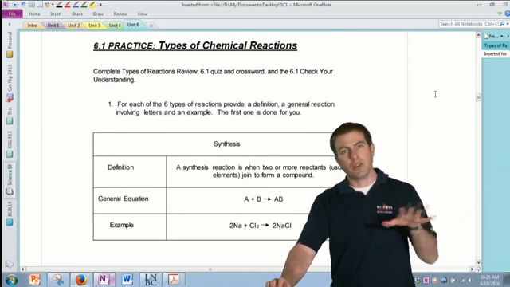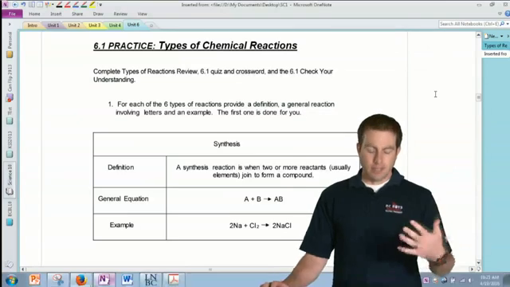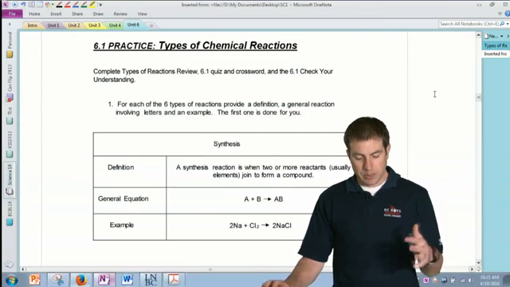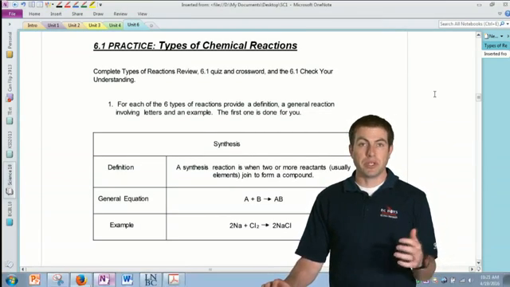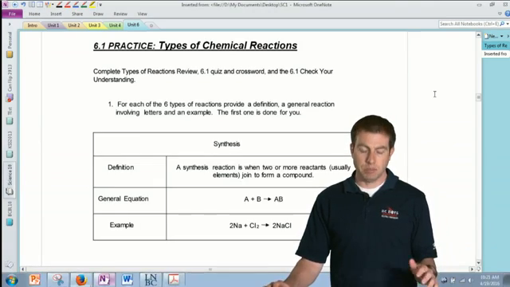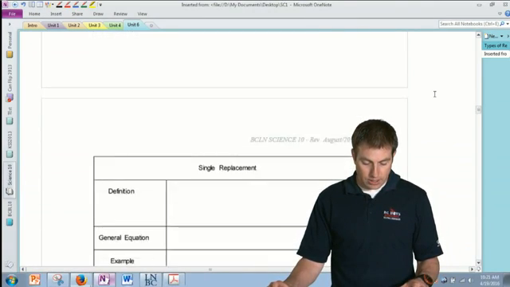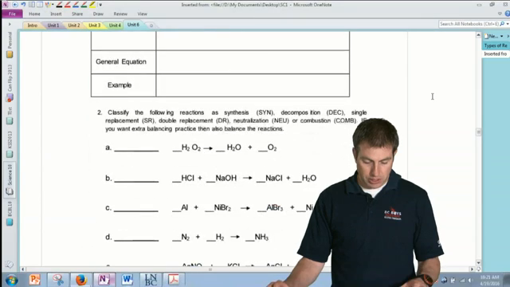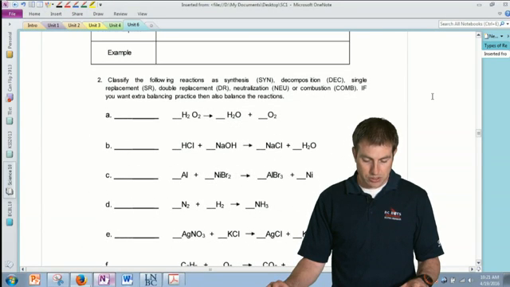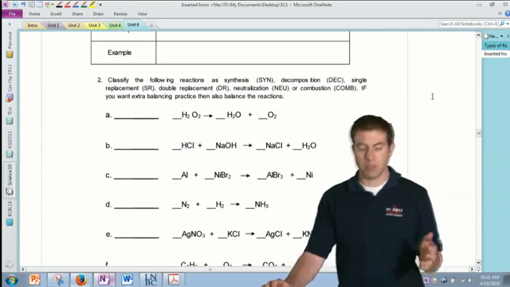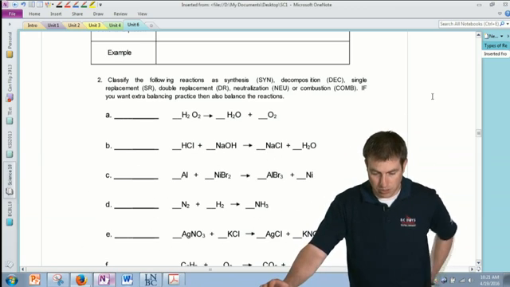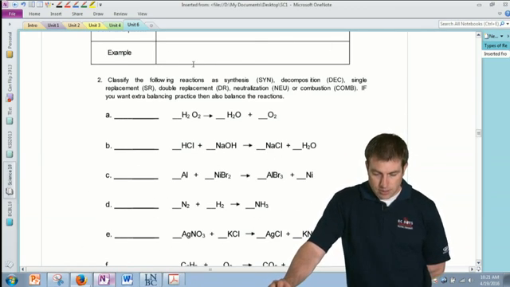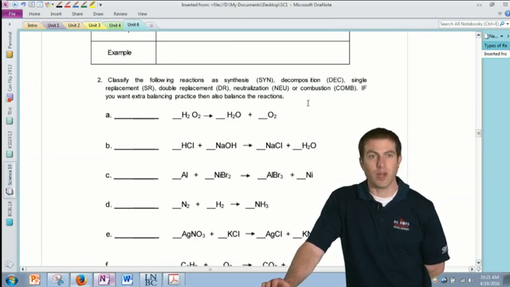For the learning guide, the part that you're going to fill in, Unit 6.1, basically it has some brief summaries of all the different types. And then there is a bunch of classify the following reactions as synthesis, decomposition, double replacement, single replacement, neutralization, or combustion. And then it says, if you want extra balancing practice, then also balance the reactions. I want you guys to have extra balancing practice.